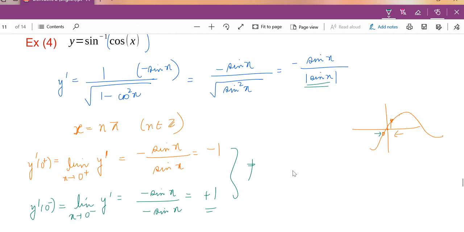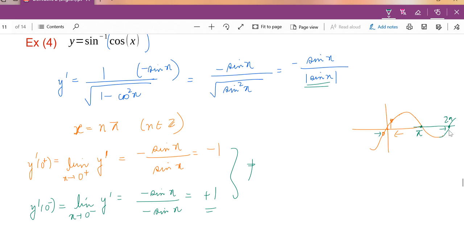What about other points? See for yourself. What will happen at pi? Let's say what will happen at 2 pi? Same thing, right? If you are approaching 2 pi from this side, the sine function will be negative, so you will have plus 1, and from here it will have minus 1. So for all even multiples of pi, you are going to have the same thing. What about the odd multiples of pi? If you are approaching from this side, your function is positive, the opposite, so these will change, plus 1 and minus 1. But the crux of the story is what? It is not differentiable at any of the points.